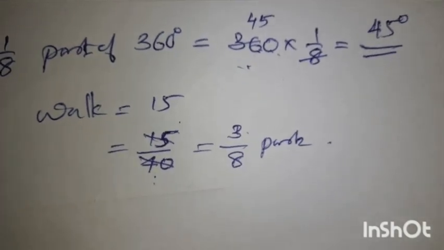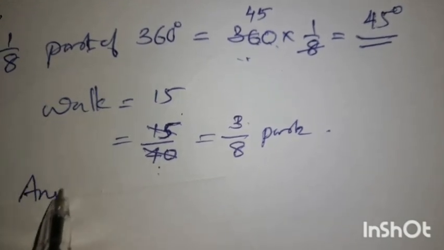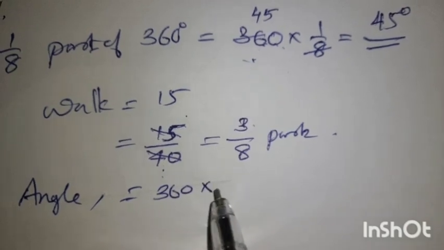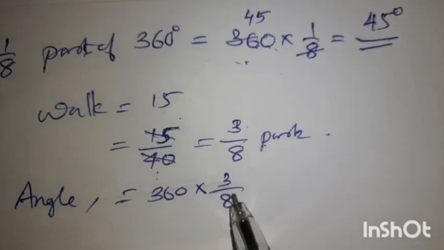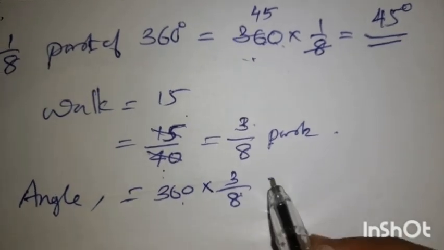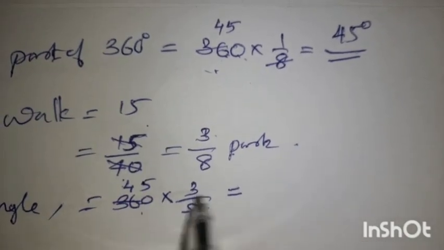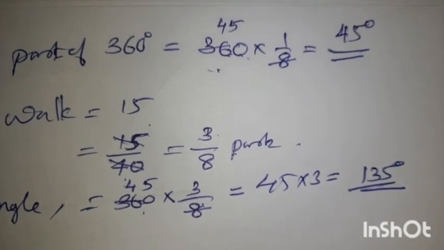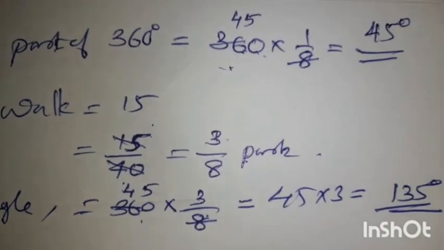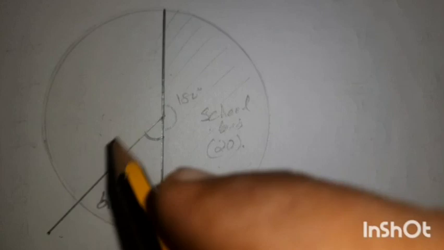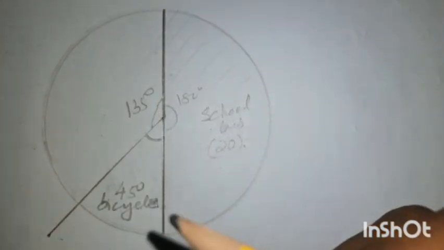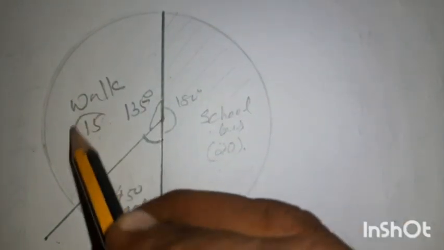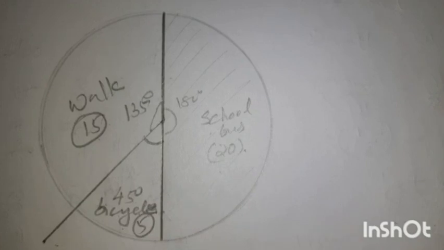And how much is the angle? The angle you have to find out. So it is 360 into 3/8. That part should be multiplied with the total 360. 45 into 3, you are getting 135 degrees. So this angle is representing 135 degrees, and 135 degrees should be marked here. Those who are coming through walking, there should be 15 students. Bicycle, there should be 5 students.